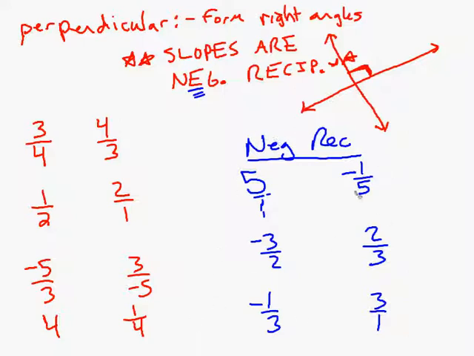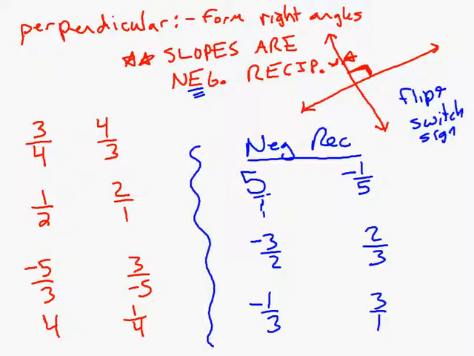Any questions on how we get negative reciprocals? We flip and switch the sign. That's how we get negative reciprocals. Do we got that? I'll probably just do 2 examples of this type.